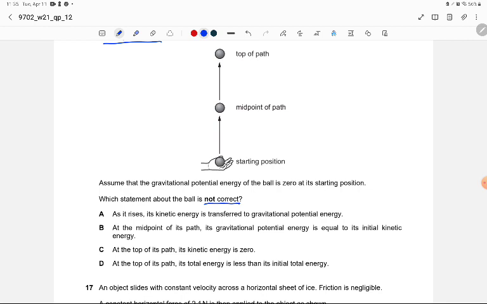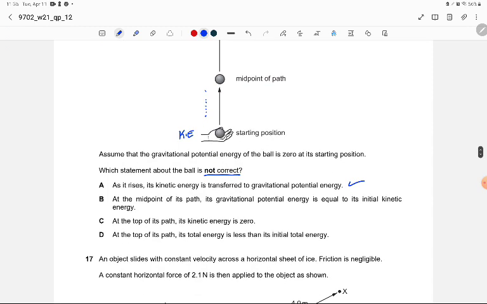As it rises, its kinetic energy is transferred to gravitational potential energy. That is absolutely correct, because the kinetic energy starts decreasing as the speed starts decreasing, and this is being converted to GPE. That is correct.